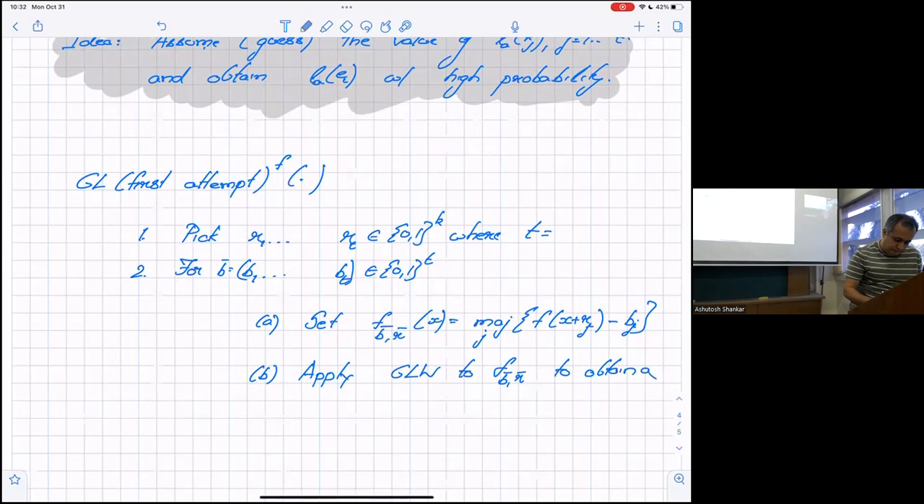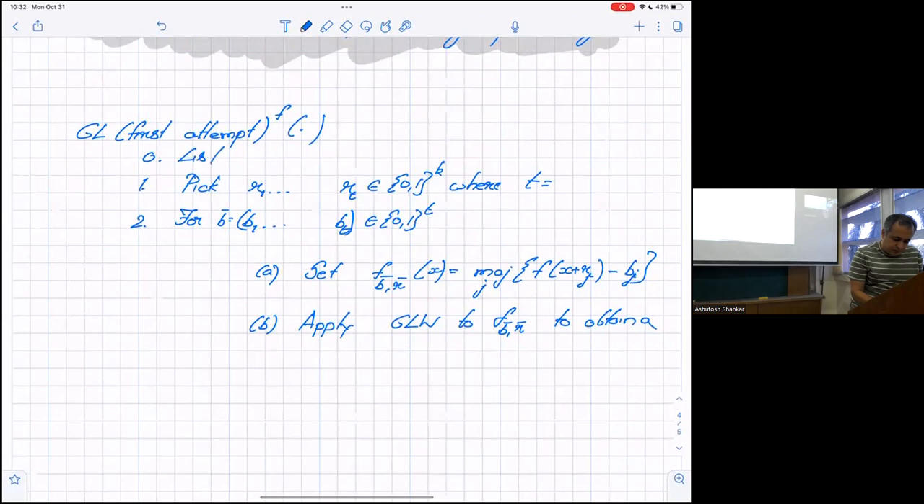Initialize list with empty set. And add to list. Output list.